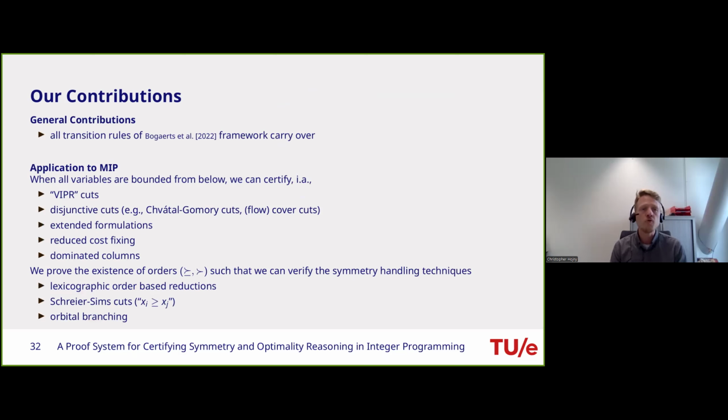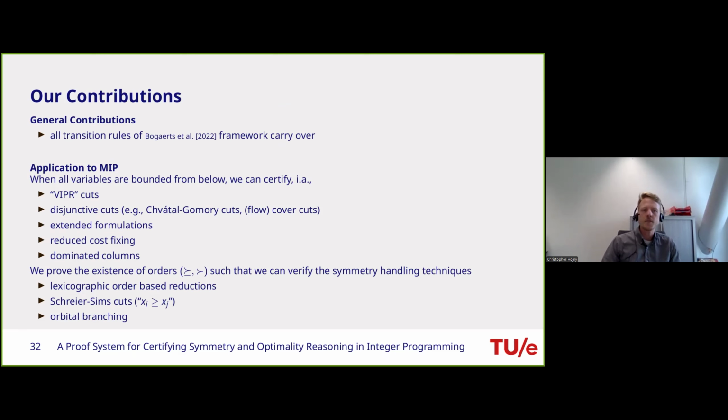And what we prove in our preprint is that essentially all the rules that have been invented for this proof framework of Bogarts and others also carry over to our proof system. And as said before, this assumption that there is no infinite sequence with strict progress allows us, for instance, to prove that the dominance-based strengthening rule also works within our setup.